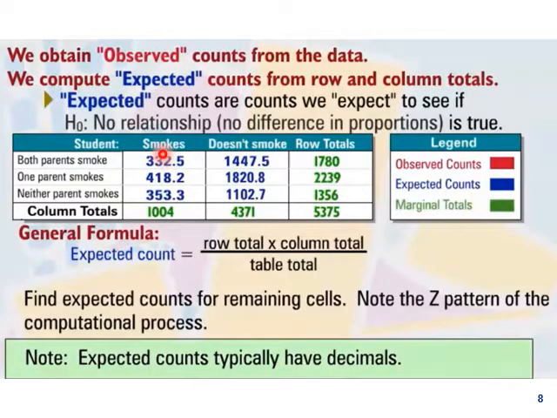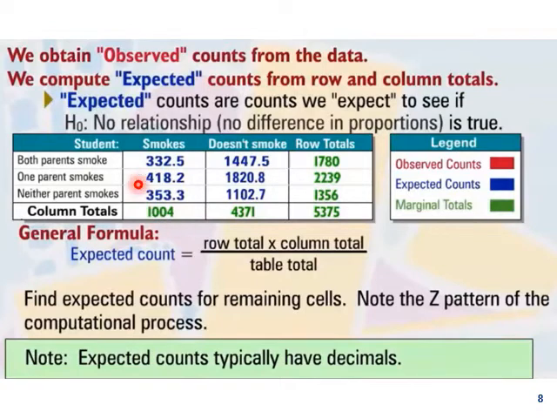So for each cell, we got these expected values. How did we get that? For the expected count, the formula is row total multiplied by column total divided by table total. To understand it, if we want the value of this cell, we go to the row total, then make a Z, come to the column total, and then go to the table total. Similarly, for doesn't smoke for both parents smoke, it would be the row total, and then the doesn't smoke 437 column total, divided by the table total.